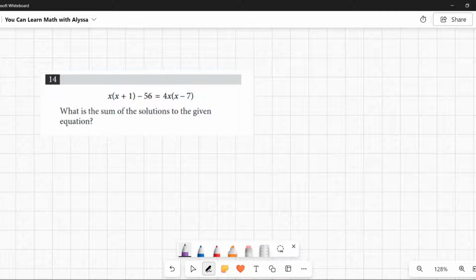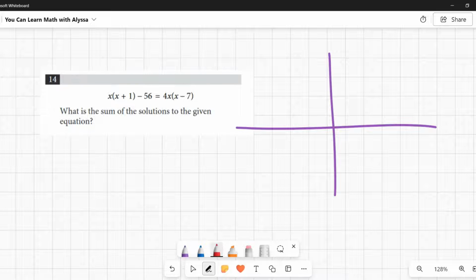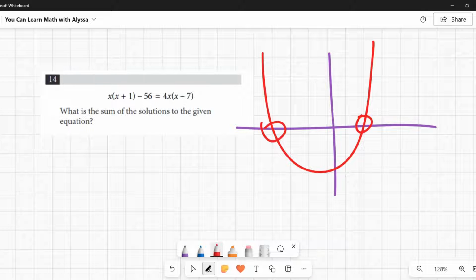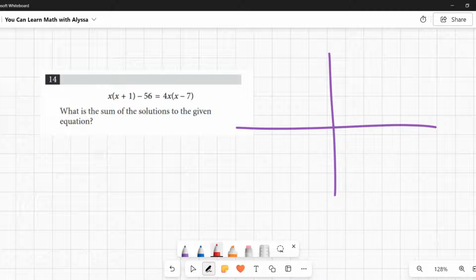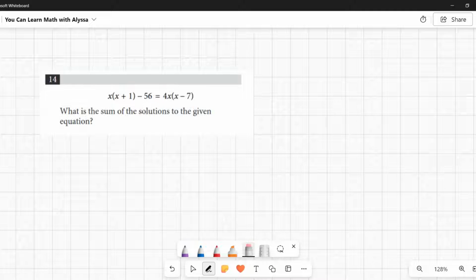When I am solving a quadratic, the solutions to that quadratic are where that quadratic or that parabola crosses the x-axis. Like there, that's 2 solutions. Something like this would be no solutions because it doesn't cross. Or you can have just 1 solution where it touches at just 1 point. So this one is saying the sum of the solutions. They're basically telling us this one has 2 solutions. The parabola is going to cross the x-axis, and they want us to find those 2 solutions and add them together.